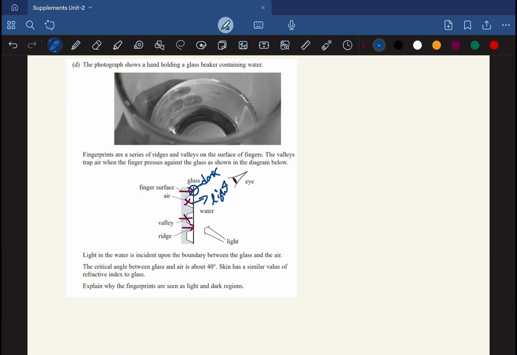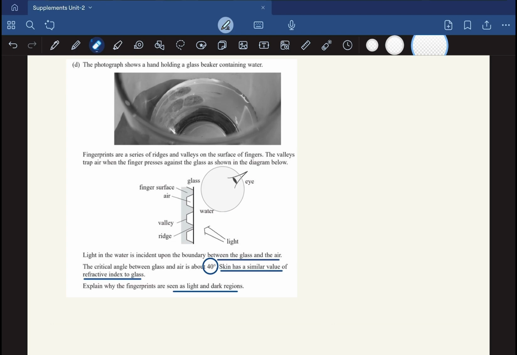Light in the water is incident upon the boundary between the glass and the air. The critical angle between the glass and the air is about 40 degrees. Skin has a similar refractive index to the glass, the same line that we have seen in the previous question as well. Explain why the fingerprints are seen as light and dark regions. You can see right here, here is a dark region, and in the middle there is a light region.